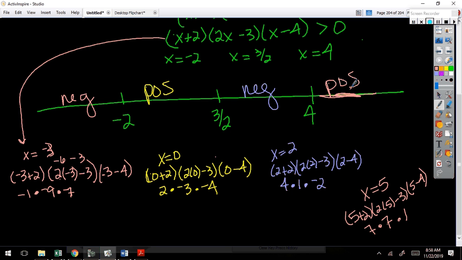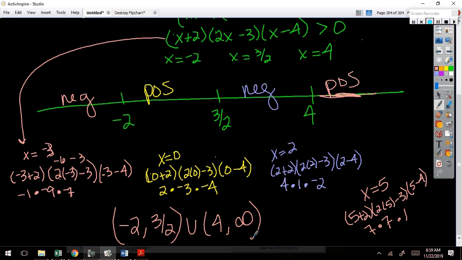All right, when is this function greater than 0? I got two different intervals. Look closely. From negative 2 to 3 over 2. And remember in interval notation, how do I join another interval with it? There you go. And from 4 to infinity. And I'm done.